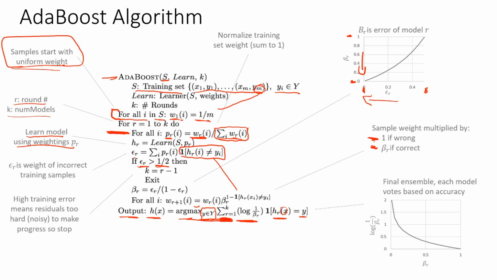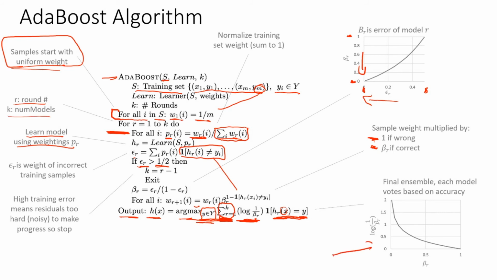So when the model makes a prediction for a particular class, that model votes with its beta, the beta from the round in which it was learned. You sum that up over all the different models and you take the class with the highest mass of the weight.